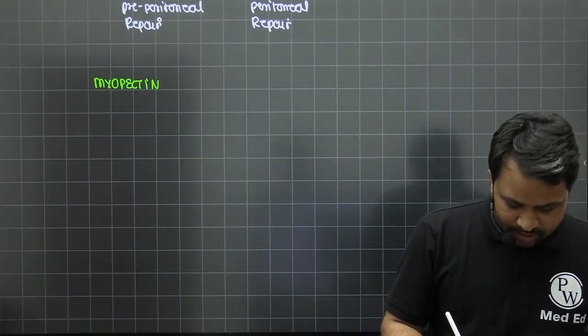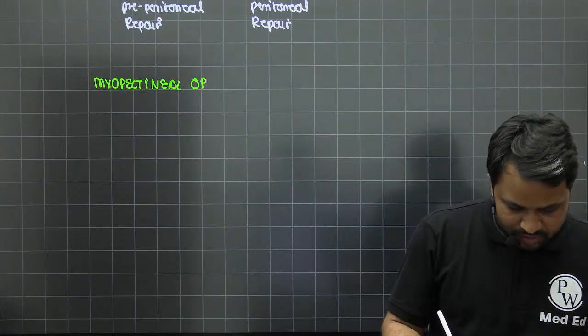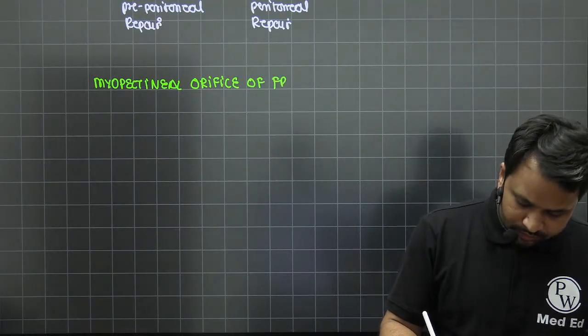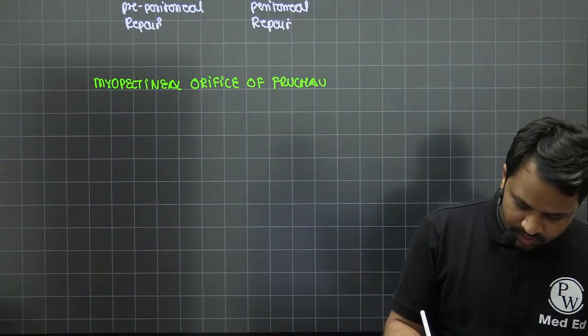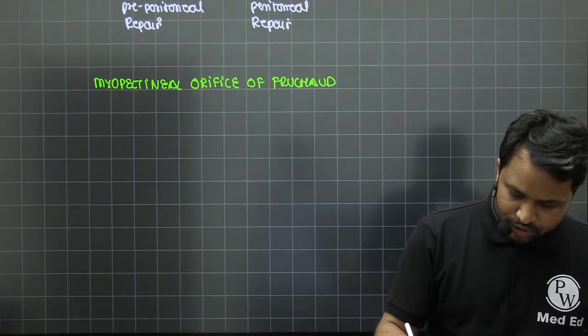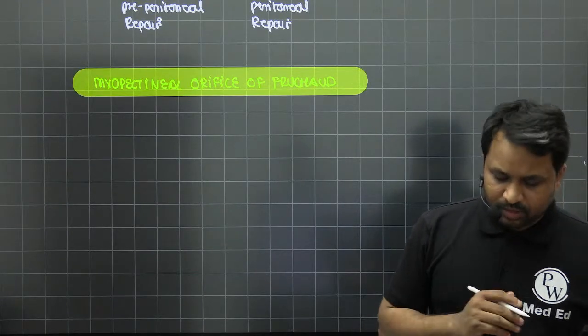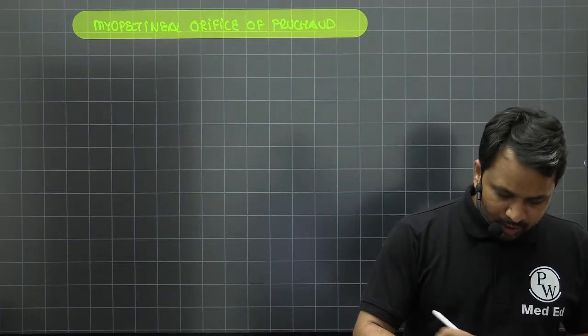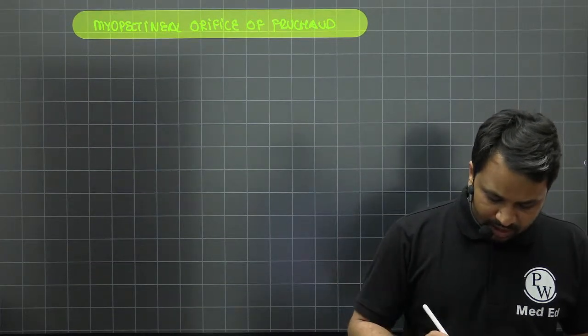The myopectineal orifice of Fouchard. This is where we are going to put the mesh. So let's understand what this myopectineal orifice of Fouchard is, and where exactly you would see it.